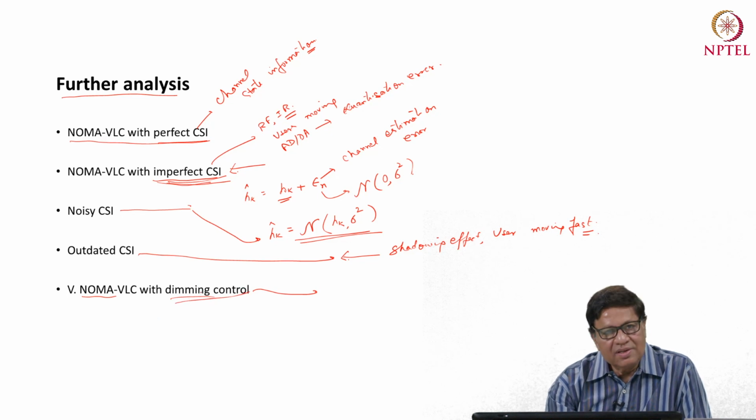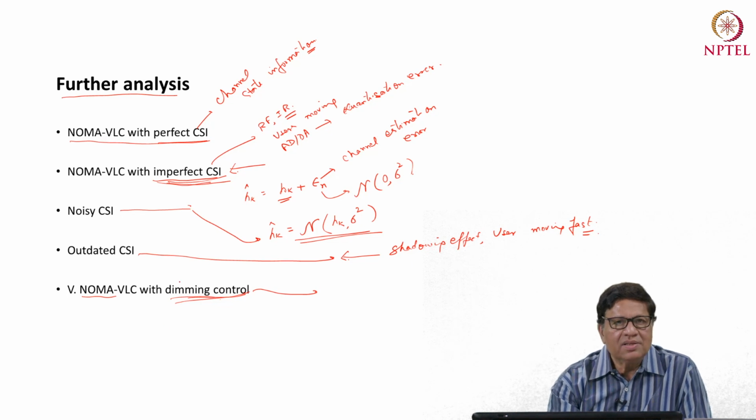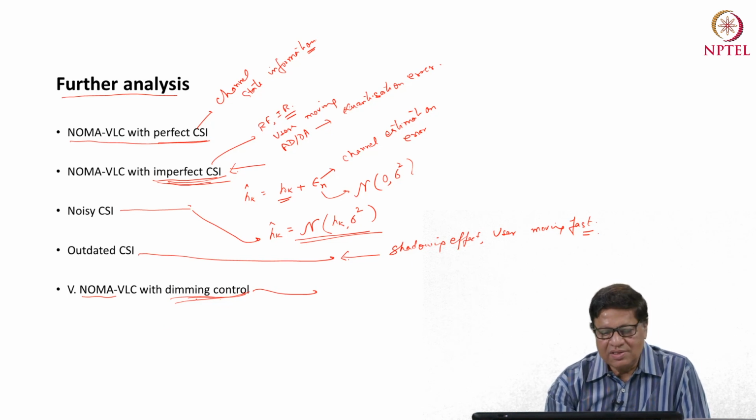So this is another area where still a lot of work is to be done, where you are able to use NOMA under dimming conditions. This is another challenging area. These are some of the challenging areas which are still being worked on, and to get the correct estimation, one has to consider all these impairments.